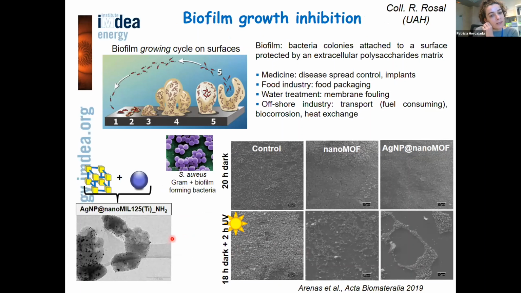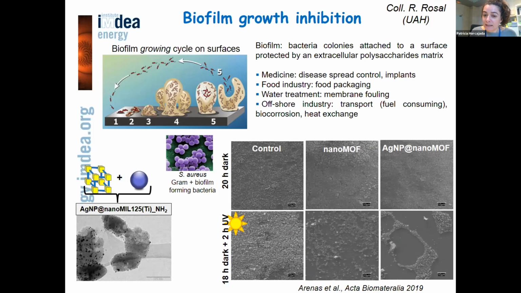Here we have selected a titanium MOF in which we associated silver nanoparticles. You can see here the association. And if you can see here the formation of the biofilm in contact with either the control group, a glass surface, the surface covered by the MOF, and the surface covered by the composite, either under dark or under irradiation.